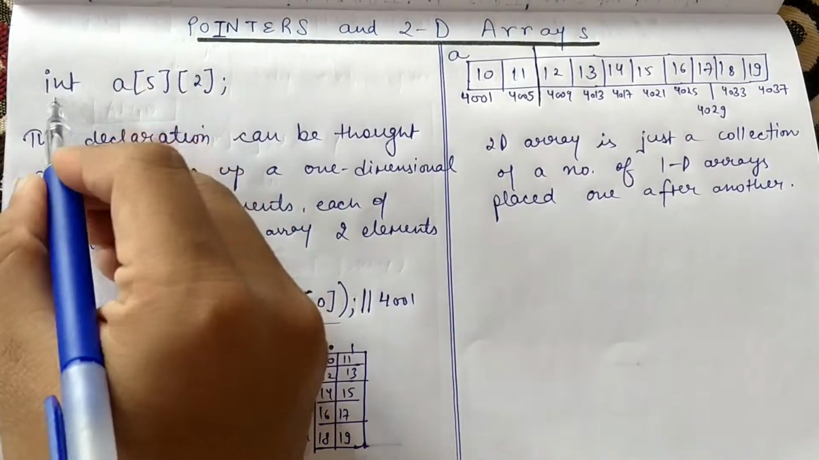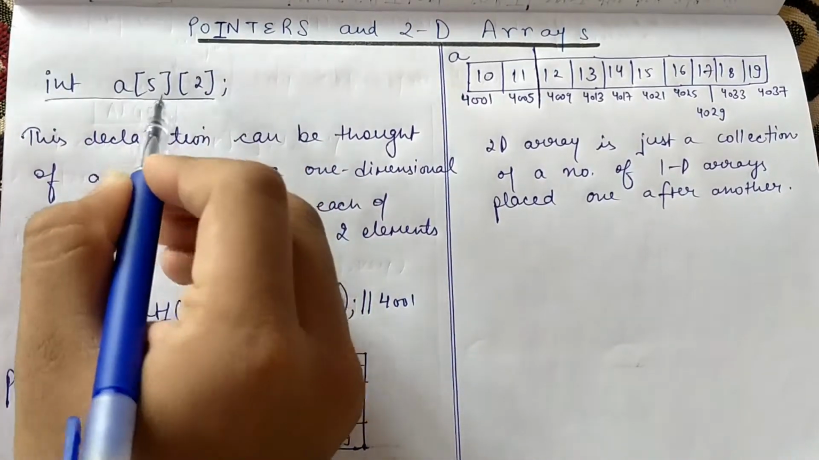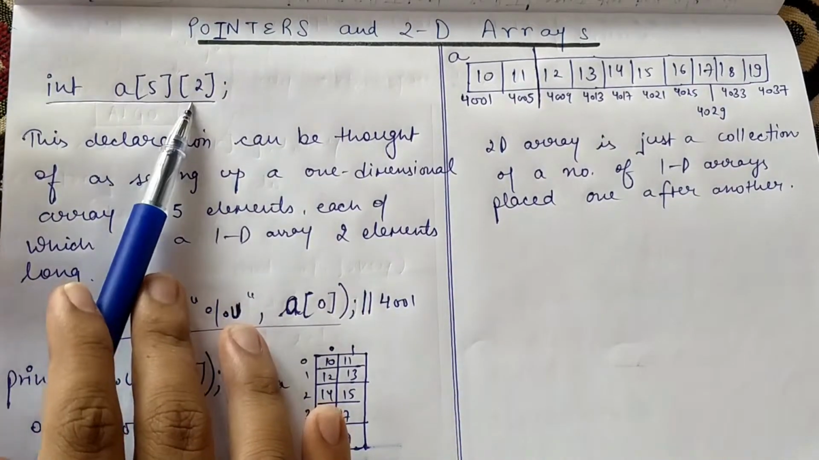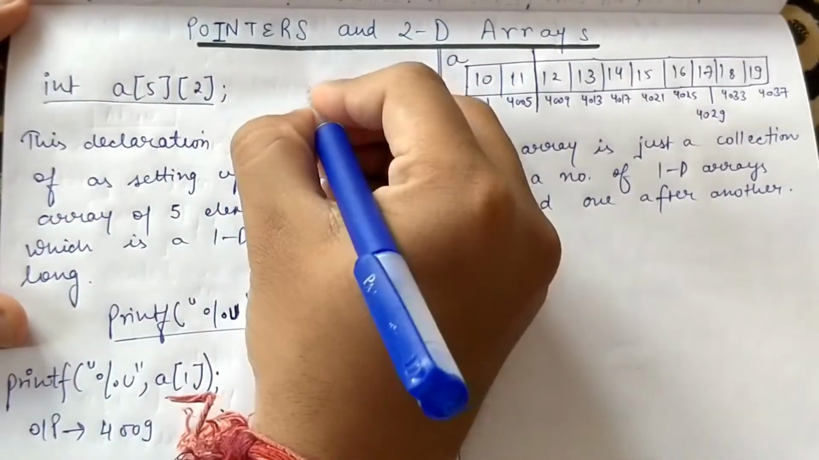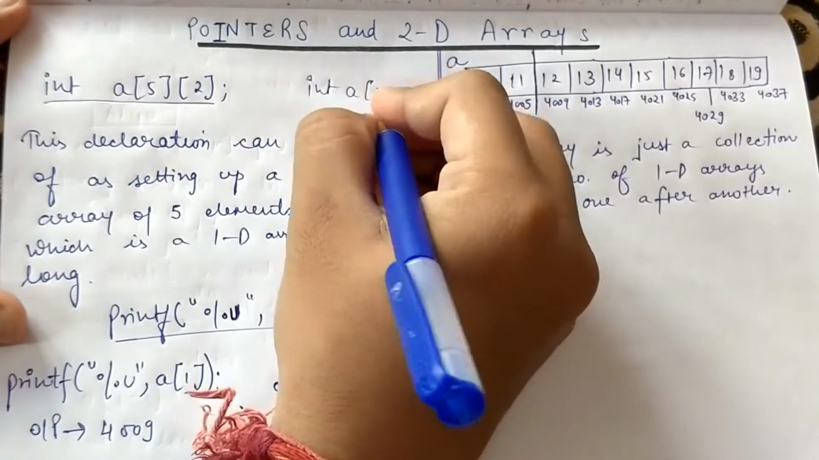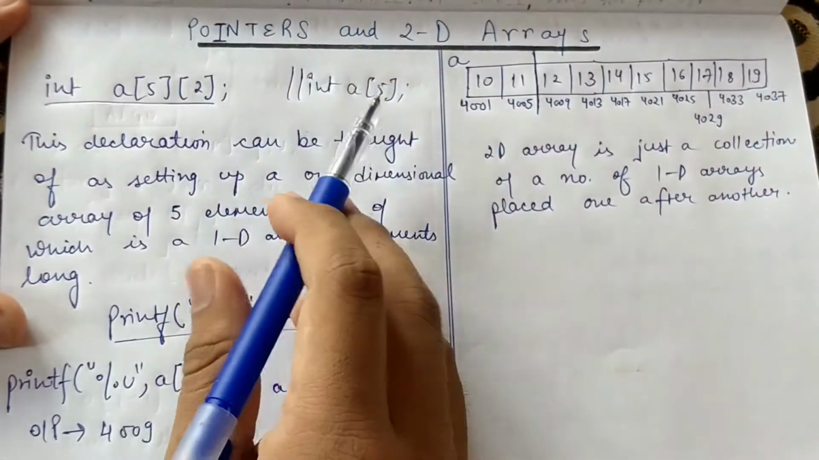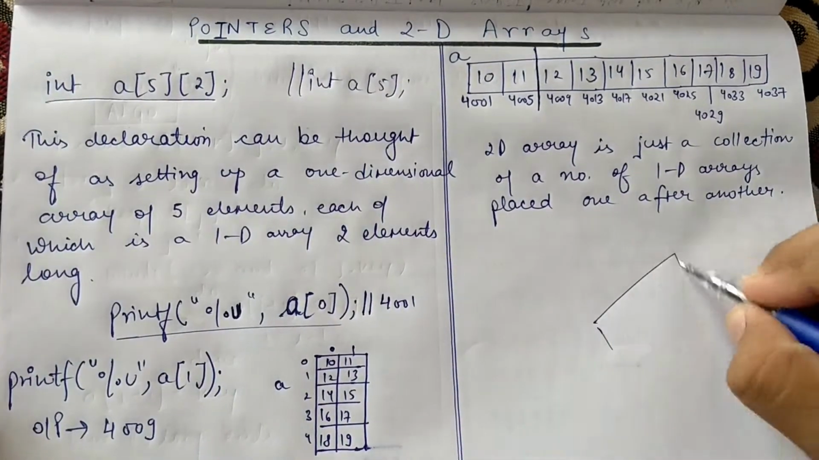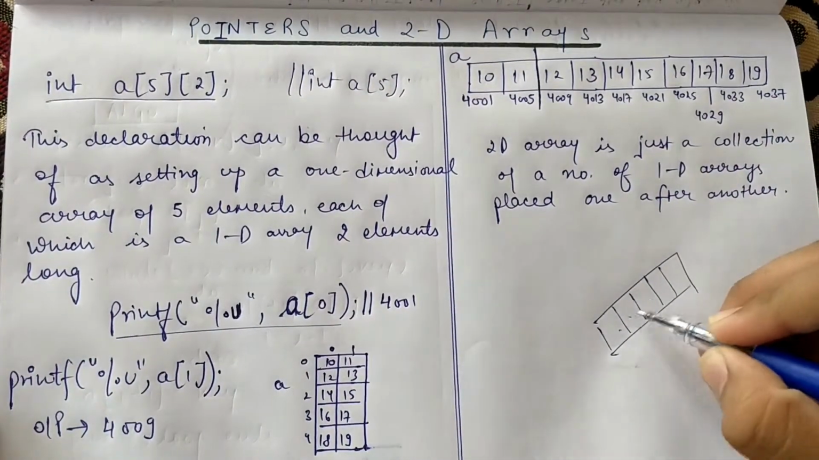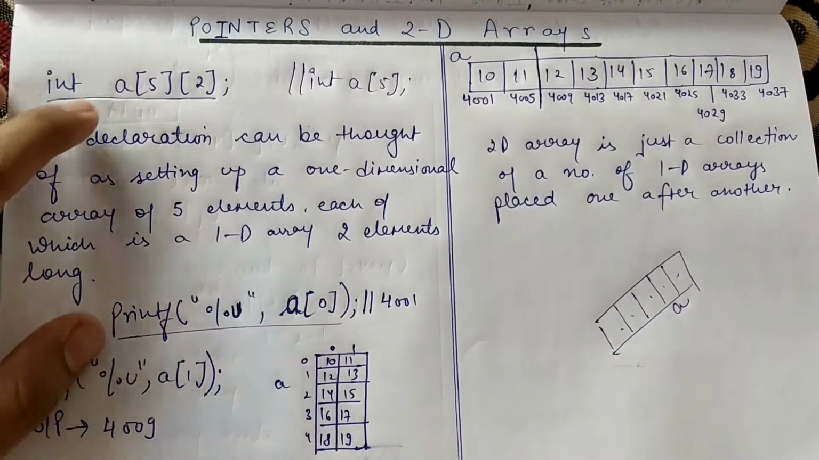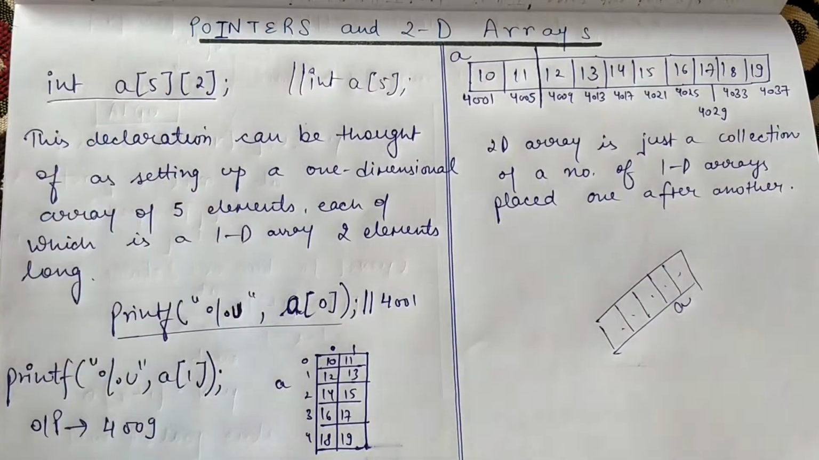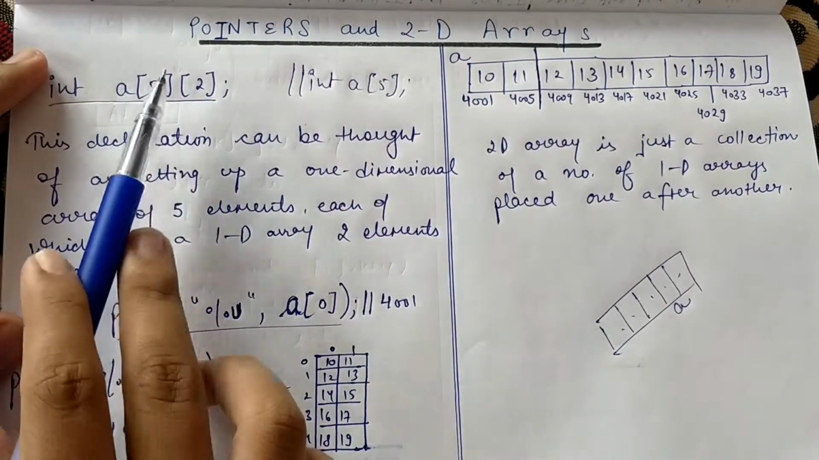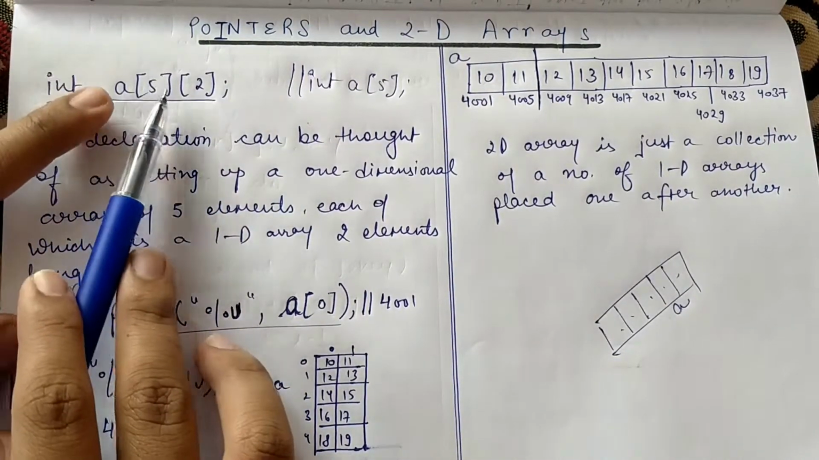2D arrays are declared using this syntax. Okay, this is a declaration of a 2D array. First of all, when we say int a[5], what this means is we are simply declaring a variable a which will contain 5 elements. Okay, so a will contain 5 elements, 1 2 3 4 and 5. This is a. Now when we say int a[5][2], it means that we have 5 one-dimensional arrays of 2 elements each.